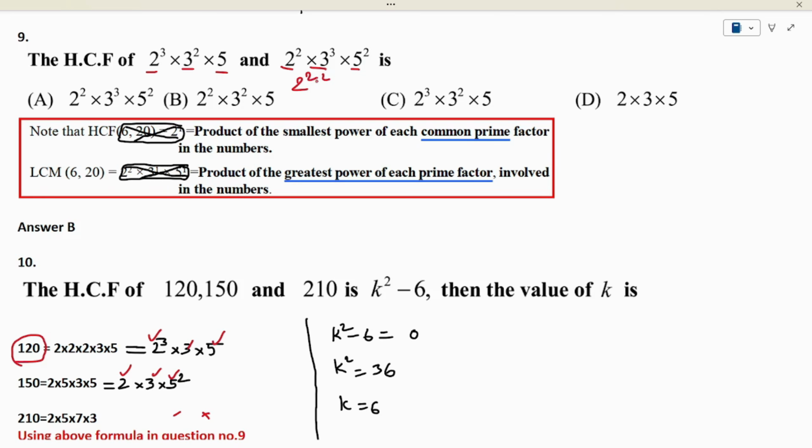So, I can choose 2 square into, here we have 3, here also we have 3. But we have 3 square here, but we have 3 cube here. Which one do we need to take? Always in the calculation of HCF, we need to take least powered number. So, I can take 3 square. Then come to 5, here we have 5, here also we have 5. Which one you need to take? We need to take which has the least power. So, I can take 5. So, my HCF will become 2 square into 3 square into 5. That is option B.